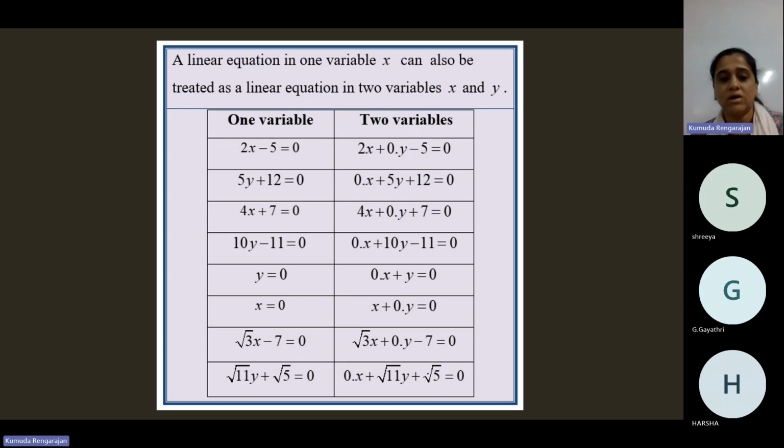Just go through it. I have nothing to say here. Whichever variable is missing, that will be shown as 0x or 0y. Just go through that.